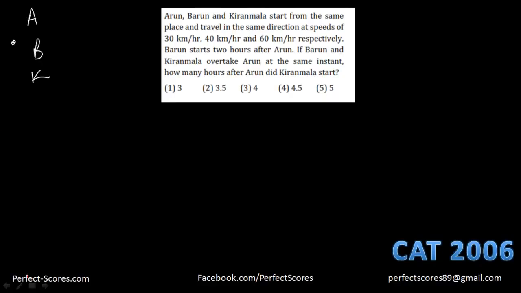They start from the same place in the same direction at the speeds given. This over here is your speed: 30 for A, 40 for B and 60 for C. Now it says that Barun starts 2 hours after Arun, right? So Arun is the one who starts first, and after 2 hours Barun starts. Now the question is saying if Barun and Kiranmala overtake Arun at the same instant, how many hours after Arun did Kiranmala start?